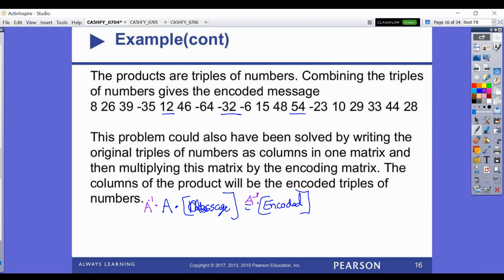Basically, if you wanted to decode that message, you would do A inverse times your, no, that was encoded. I'm confusing it now, sorry. Encoded message, and you would get the decoded one. We're trying to decode it. If that didn't make sense, I'm going to explain it now with X's and Y's and numbers.